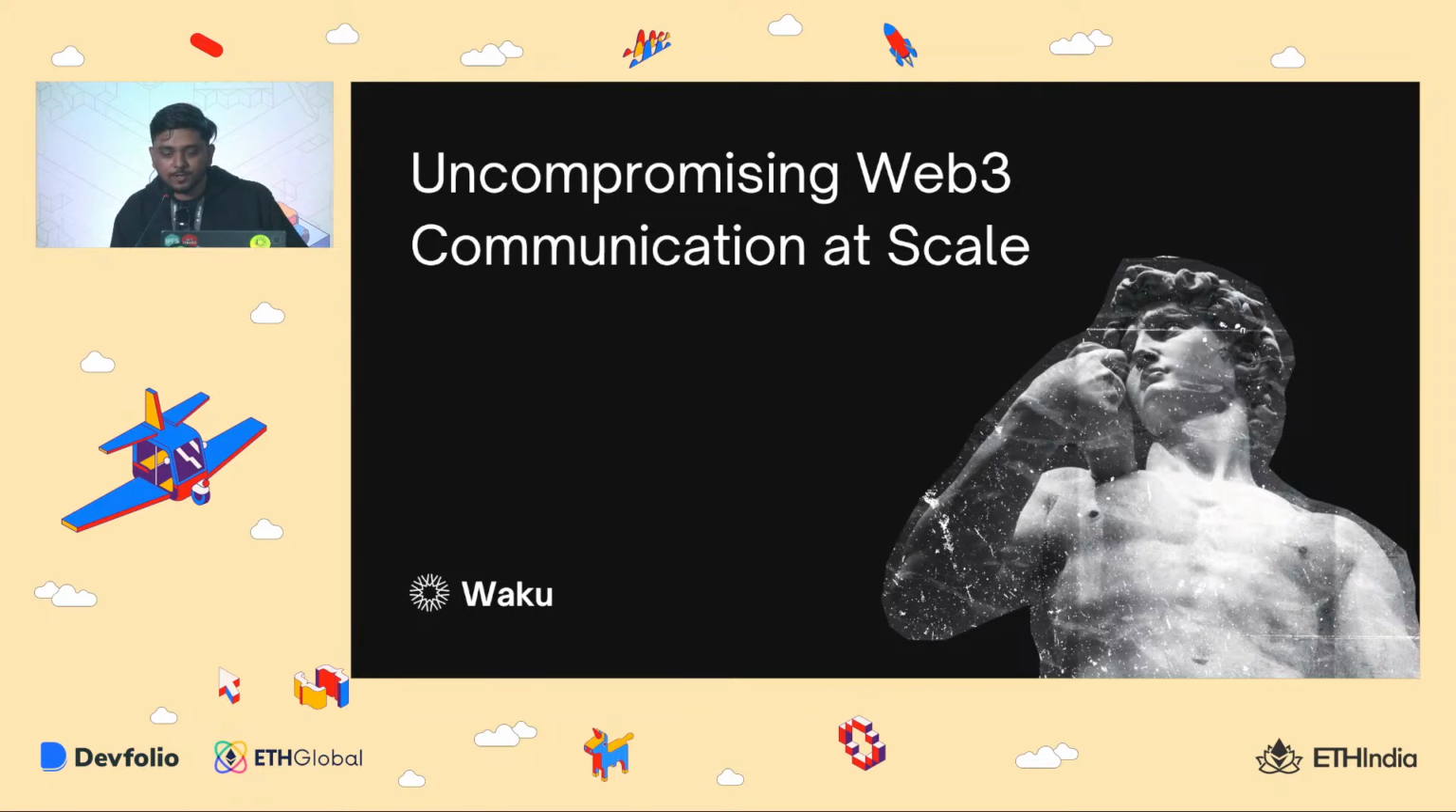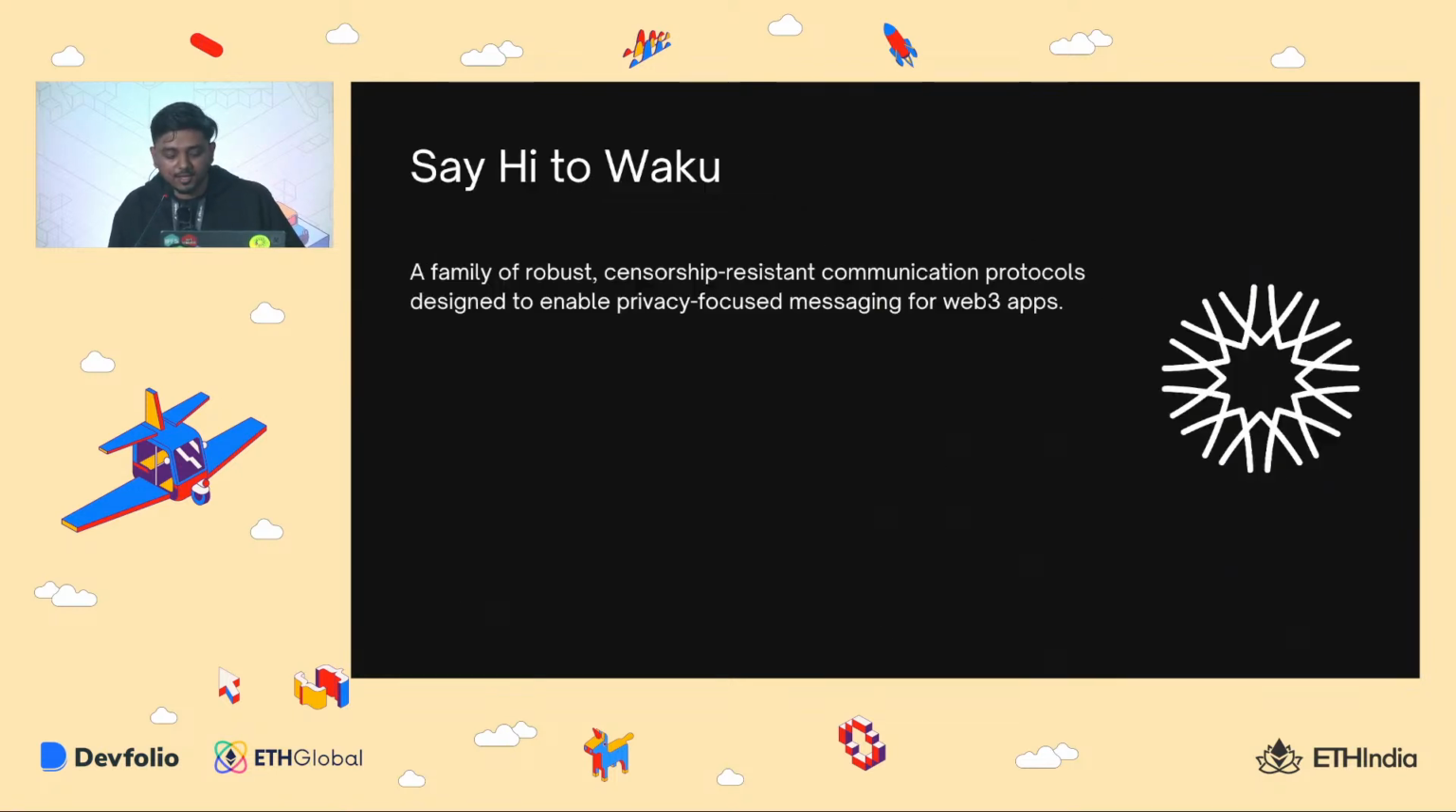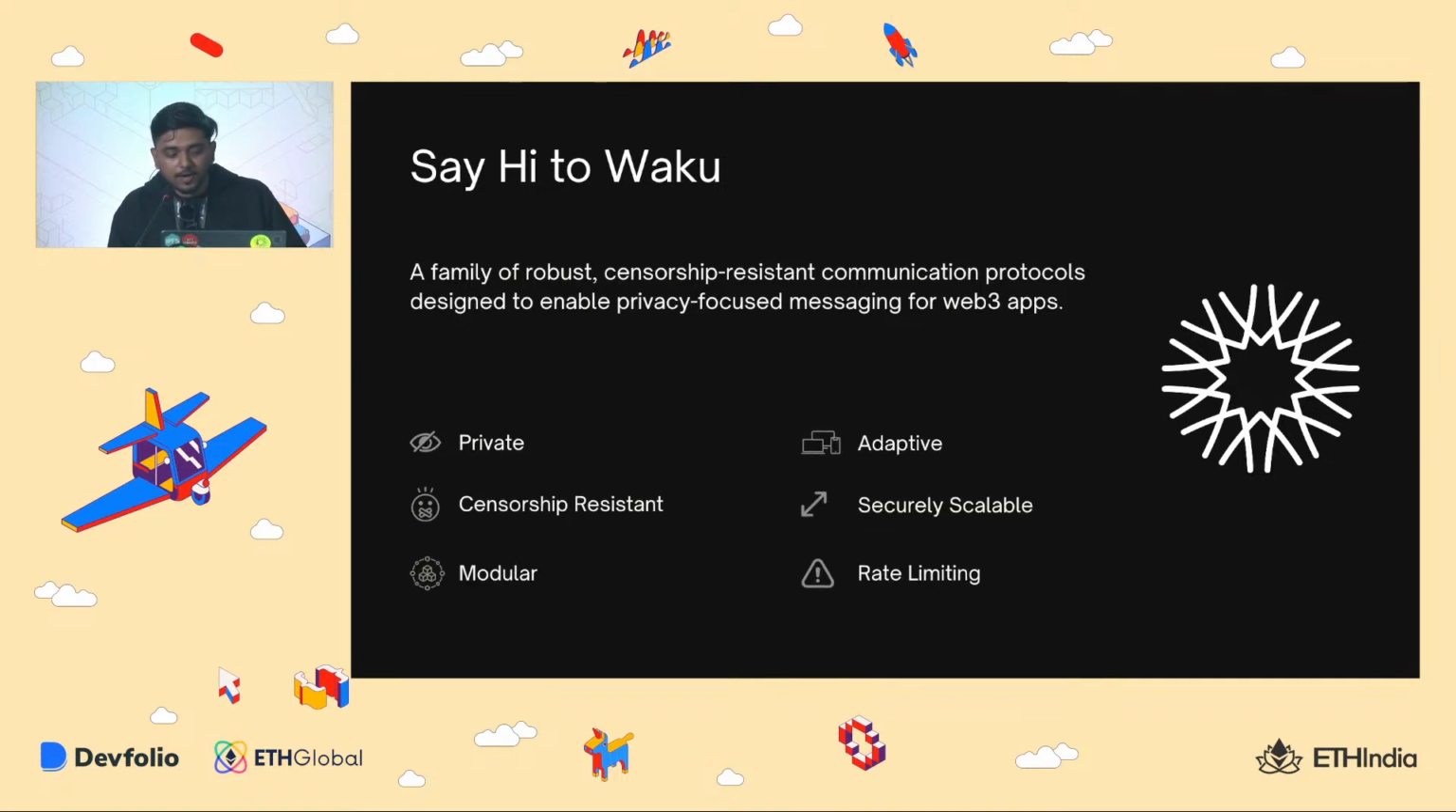In this workshop, we'll be looking at how Waku is uncompromising Web3 communications at scale. So introducing Waku, it's a family of robust, censorship-resistant and private communication protocols designed to enable privacy-first messaging applications. When I say messaging, it's not restricted to chat but anything within the space which requires multiple parties to communicate with each other.